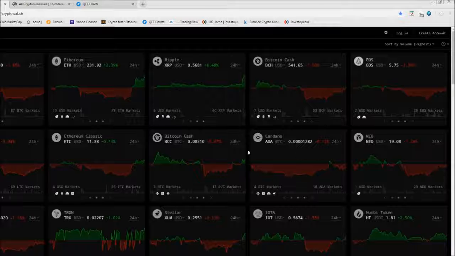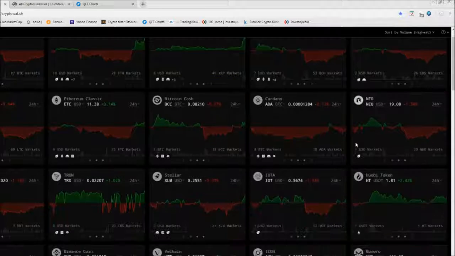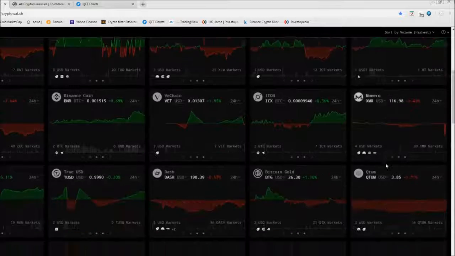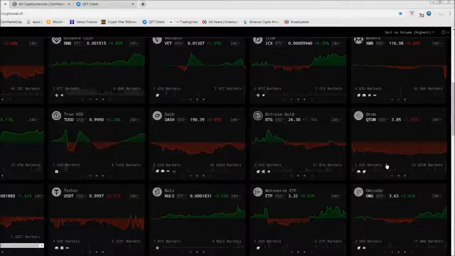So once I've done that, then I'll pick out one of the coins that's showing good volatility. We've got Tron that's showing good volatility, and we mentioned Salt as well. But there are so many to choose from, and as we say, the more volatility there is in a market, the more opportunity there is for you to make profit.